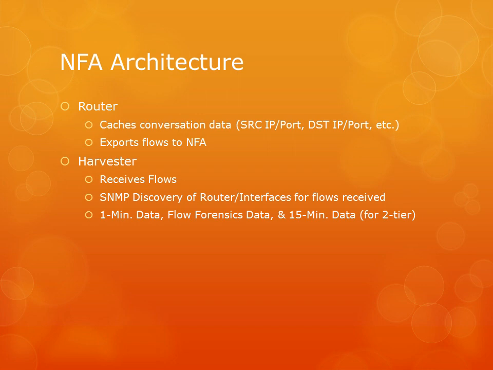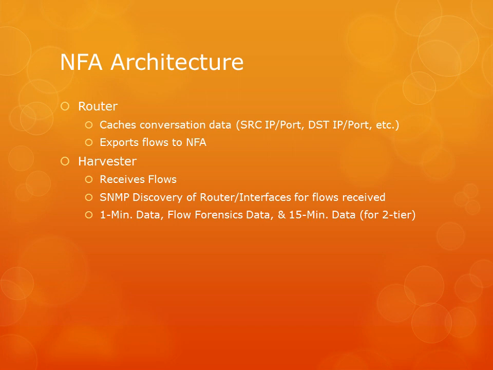The other important thing that NFA gets is the interface speed or the bandwidth of the interface. That's actually a pretty crucial one because without the interface speed or the bandwidth, NFA can't calculate percent utilization. We have to calculate percent utilization, so NFA needs the bandwidth and it uses SNMP to get that.